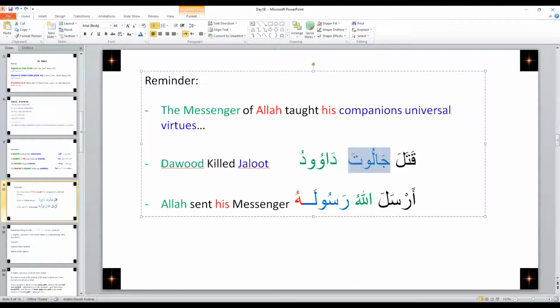But in English, for instance, you can't move this Dawood anywhere. You can't move this word here or here. If you move it here, it becomes something else. It wouldn't give you the meaning of David killed Goliath or Dawood killed Jalut.